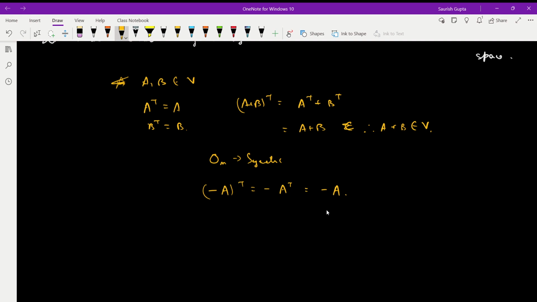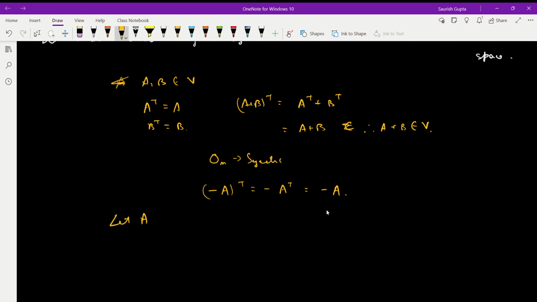Since the properties of scalar multiplication will also hold trivially because they hold for all matrices, that is, (C1 plus C2) times a matrix A is equal to C1 times A plus C2 times A. Then (C1 C2) times A can be associated as C1 times C2A. 1 times a matrix A is equal to A, and some scalar C times (A plus B) is CA plus CB. These properties hold for every matrix, and since the collection of all symmetric matrices is a subset of the collection of all n cross n matrices, these four properties will trivially hold.